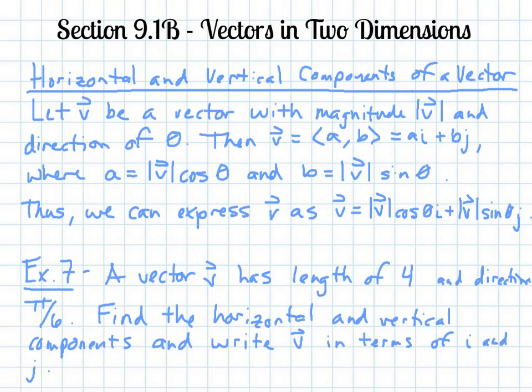Now we want to represent our a's and our b's differently. We can find our a value by taking the cosine of the angle theta times the magnitude of your vector, and the b can be found by taking the sine of the angle theta times the magnitude of your vector. Thus, we can express vector v like this. This part represents a, this part represents b. So there's a different way of finding those two numbers.